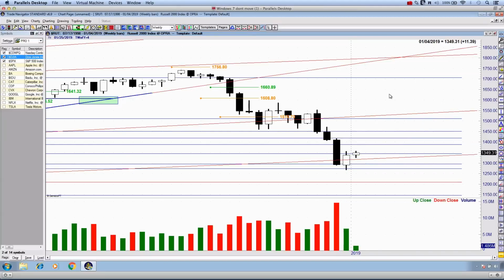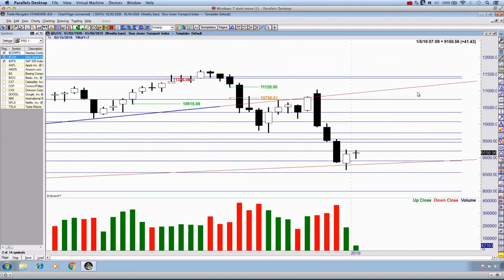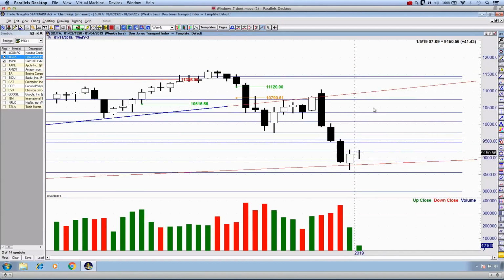It may not be for the entirety of 2019, but at least certainly if we do see traction off from this area, it may hold on for the majority of 2019, which is going to set up a lot of fantastic trades. Now, if I go into the Dow Jones Transportation Average, you can see a similar type of scenario.